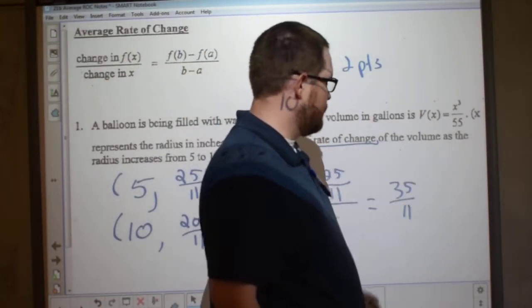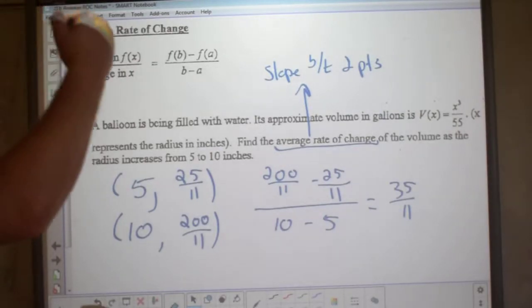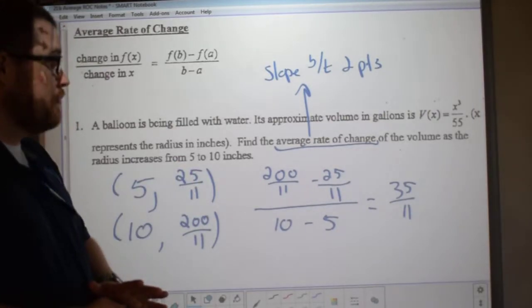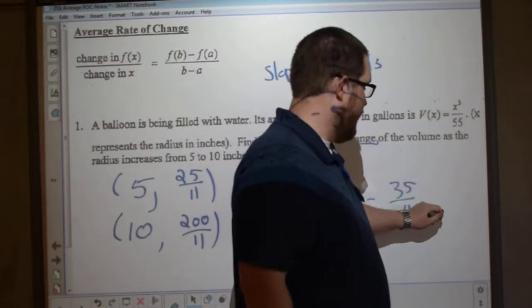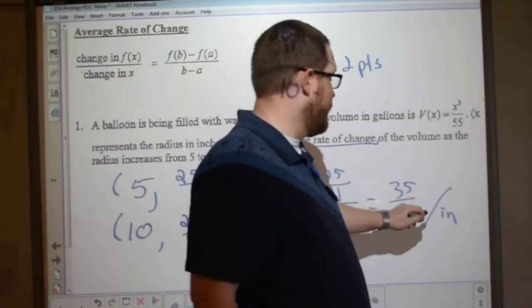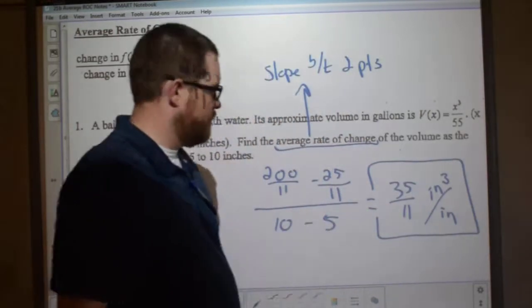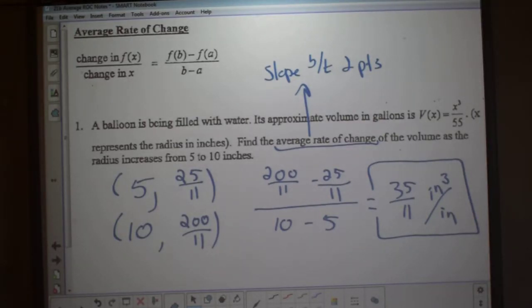Now we need units. A rate of change always has the word per in it. It's something per something. And we know it's y per x. So what's my y value measured in? Well, my y value is volume. So the volume is changing per inch. So I know I'm going to be measuring per inch. How do I measure volume? Well, any volume is just whatever you're measuring in cubed. So that is your average rate of change. Average rate of change is just slope.